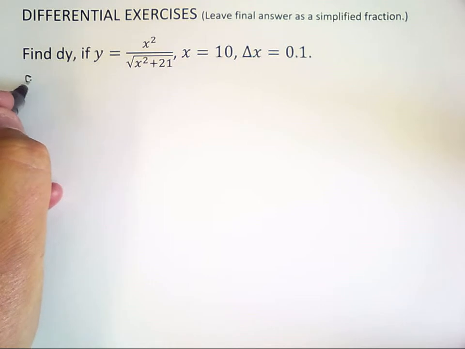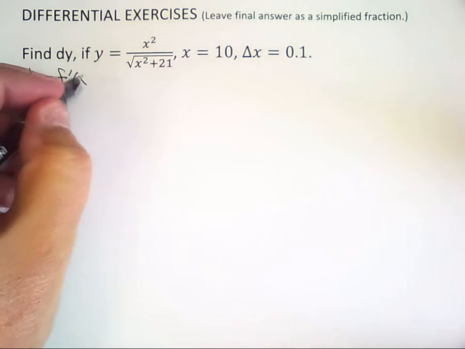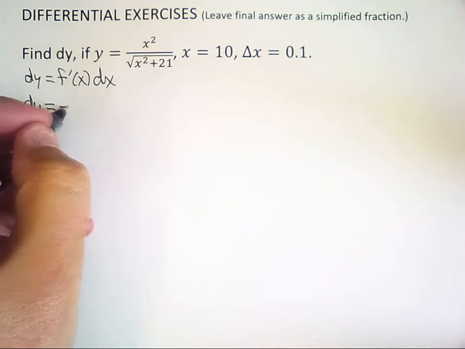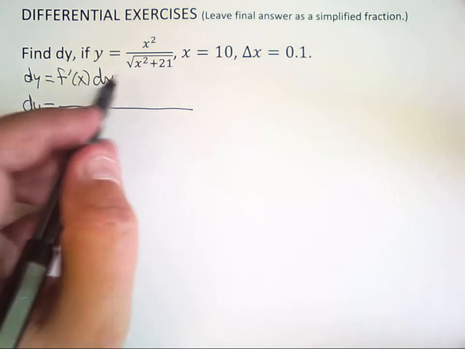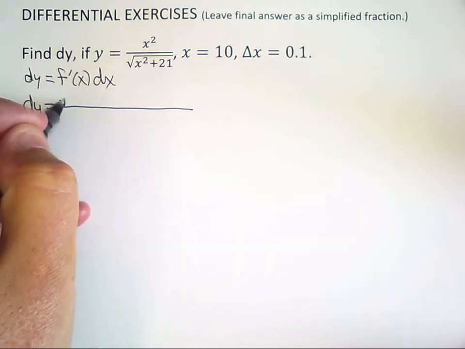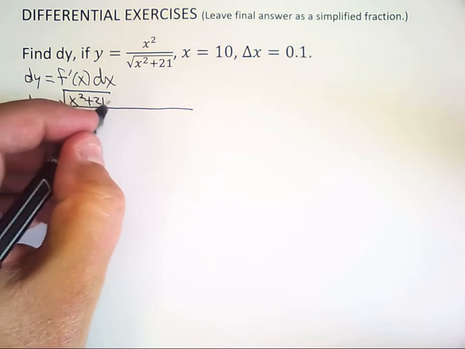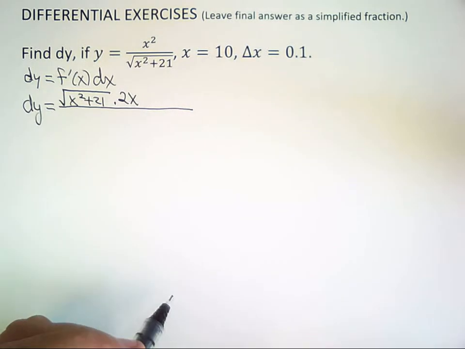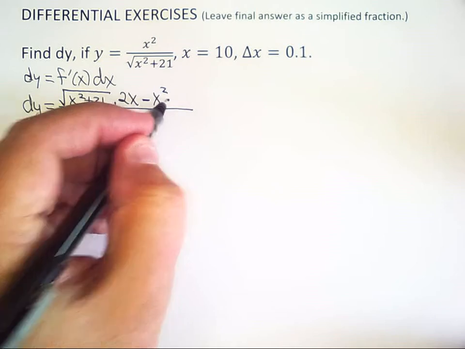First of all, as usual, you write down the formula for the differential. dy is f prime of x dx. Here, f is a quotient rule problem, so you have to remember the quotient rule. Therefore, you remember that it is the denominator, square root of x squared plus 21, times the derivative of the numerator, which is 2x, minus the numerator, which is x squared, times the derivative of the denominator.